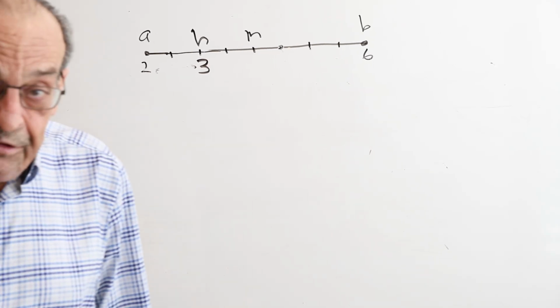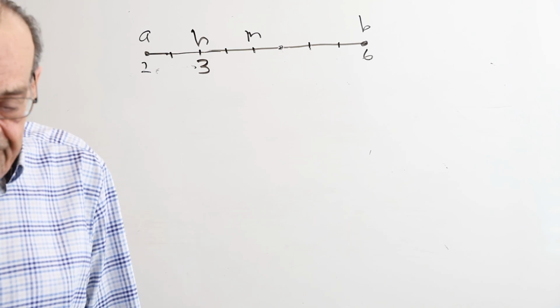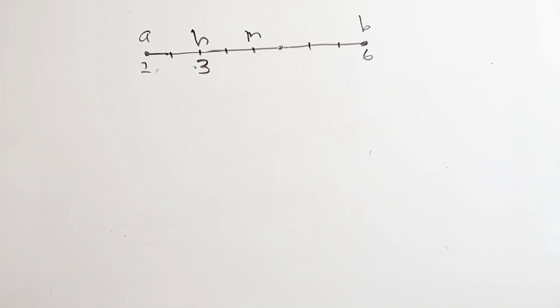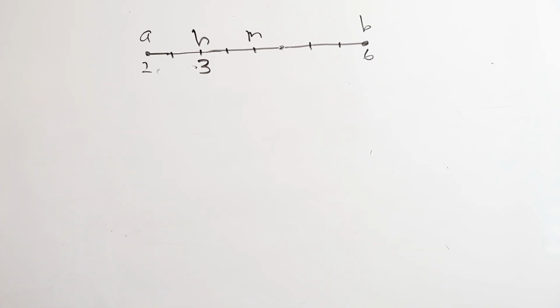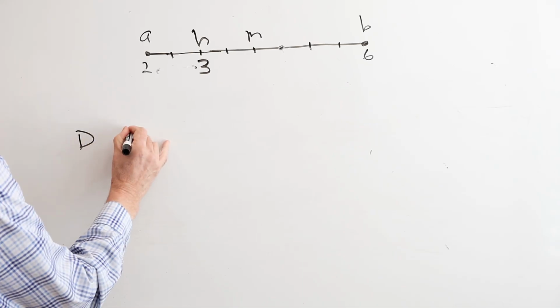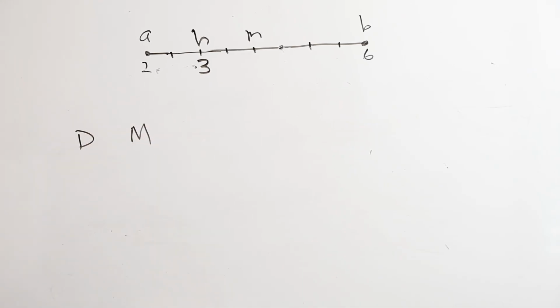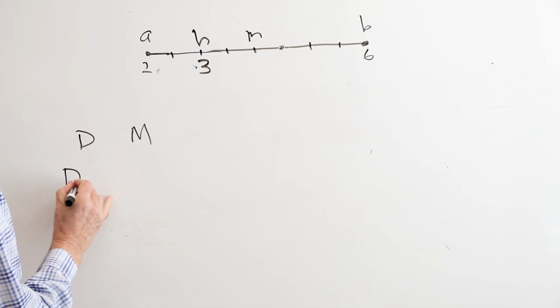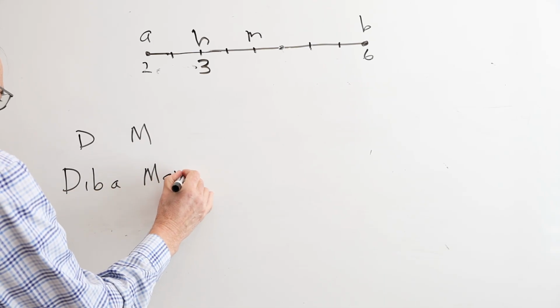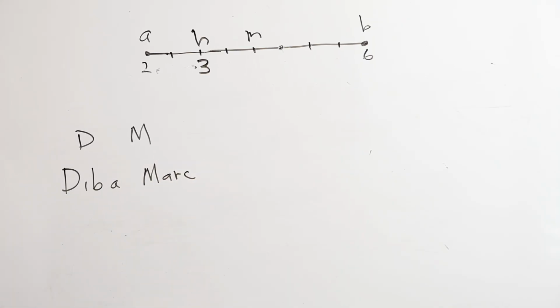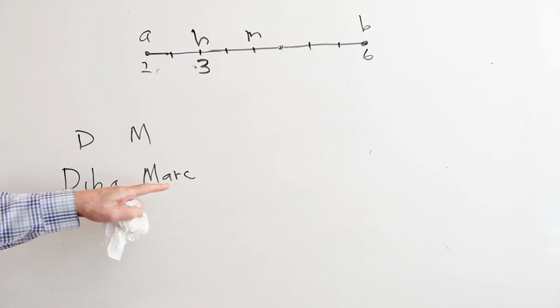So now we're going to introduce Bertrand's Ballot Theorem. And Bertrand's Ballot Theorem is usually about voting. You have two candidates. Let's call them D and M. And let's go ahead and give them names. So let's talk about Deba and Mark. And they're in an election, and Deba gets 2 votes and Mark gets 6.